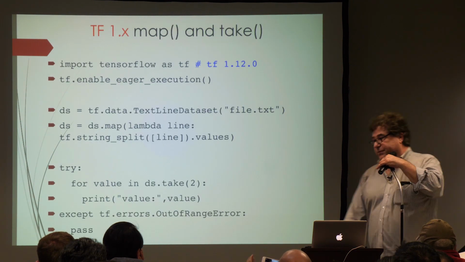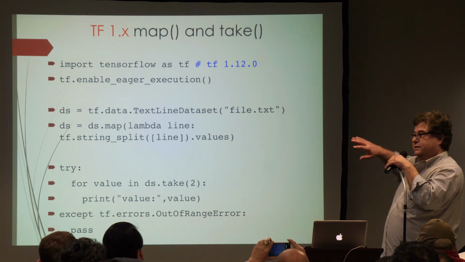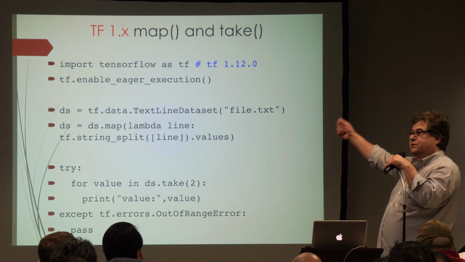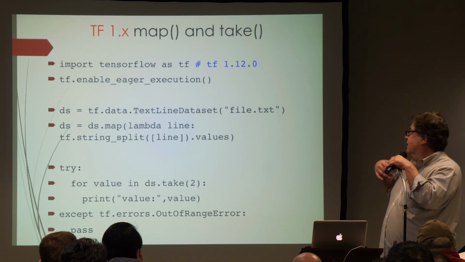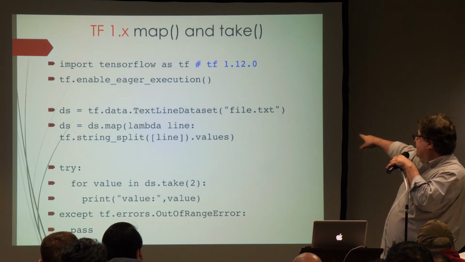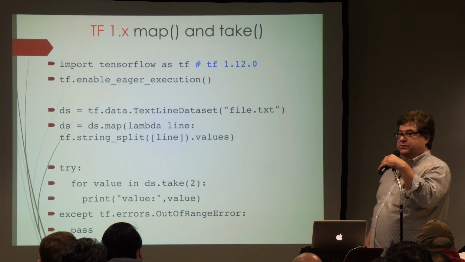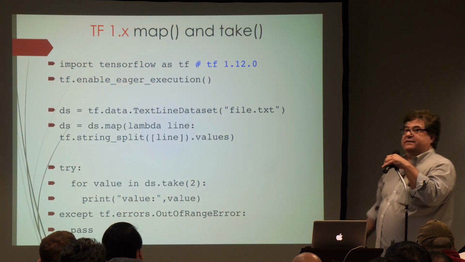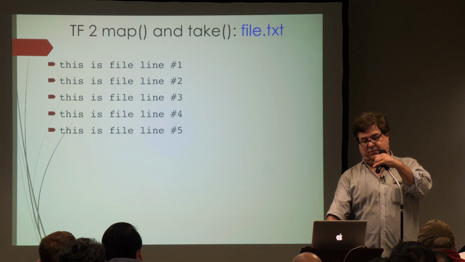And the next thing I want to show you, again, is the difference in TensorFlow 1.x and TensorFlow 2 with map and take. Remember, take just specifies a number of things that you want. In this particular case, since it's TensorFlow 1.x, we have enabled eager execution here. And notice the next one, we have tf.data TextLineDataset. So it's going to read stuff from a text file, which happens to be this one. It's very simple, 5 lines of text.